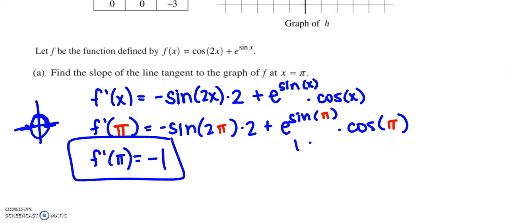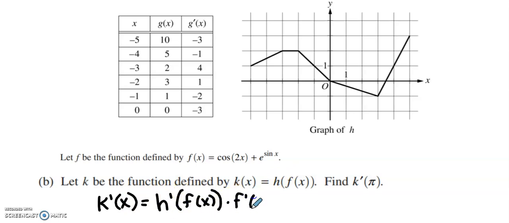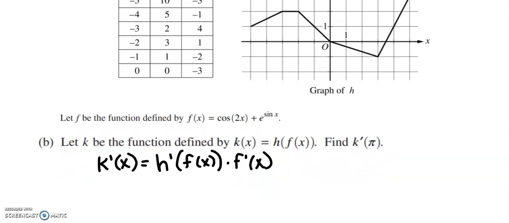Okay? Part B, let k be the function defined by h of f of x. Find k prime of pi. Well, before I can find k prime of pi, I need to first just find k prime of x. So k prime of x is going to say take the derivative of the outside, leave the inside alone, times the derivative of the inside, just like those peanut M&Ms in your layers. Now I want k prime of pi, so just like on the last one, everywhere I see an x, I now want to see a pi.